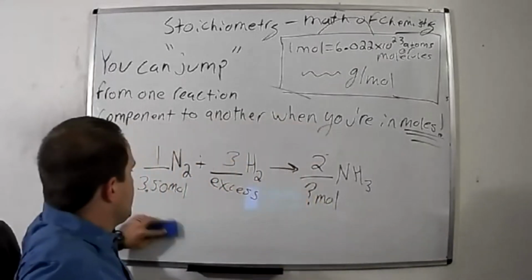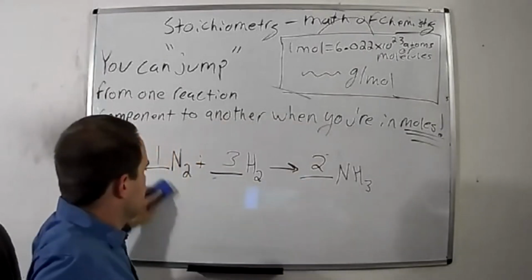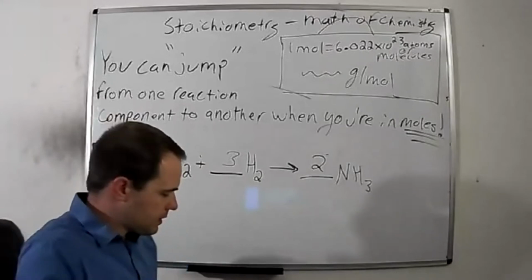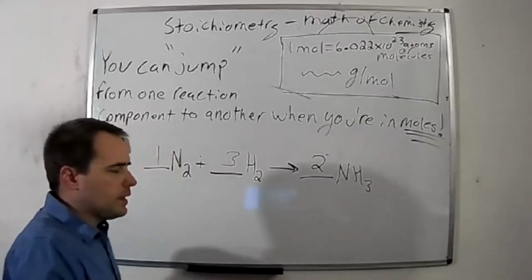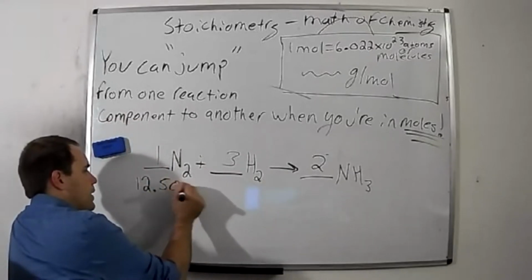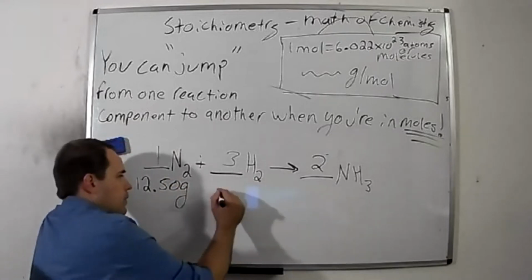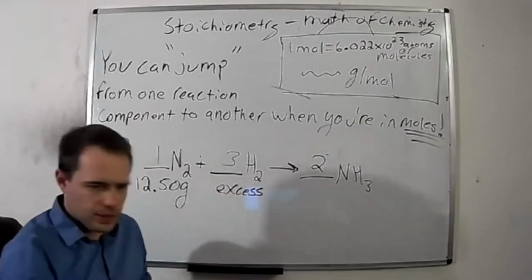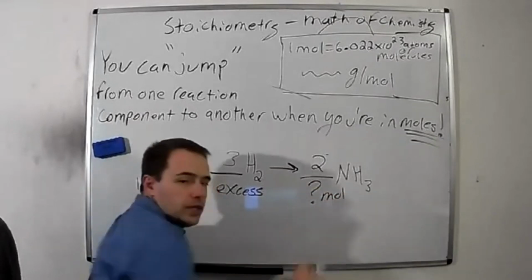So I'm going to keep the same reaction, all right? But now let's switch it up a little bit. Let's say we have 12.50 grams of N2. Let's say again we have an excess of hydrogen gas. And then let's not go crazy yet. Let's just say how many moles of NH3 do I want to make?